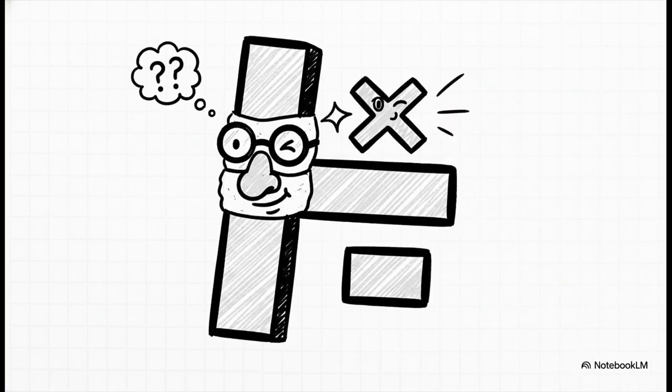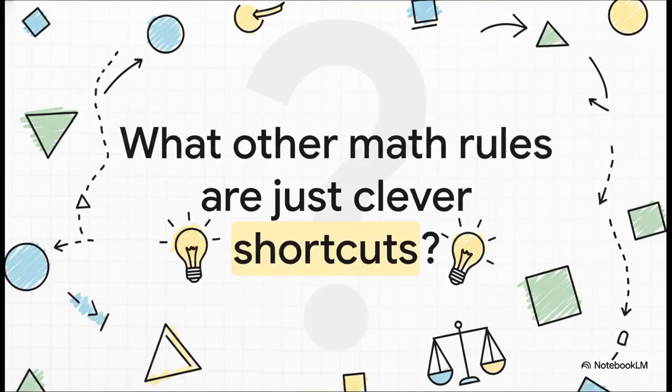Perfect. So you see, what looks like a hard division problem is actually just multiplication. It just goes to show how a simple shortcut can make things way easier. Makes you wonder, right?